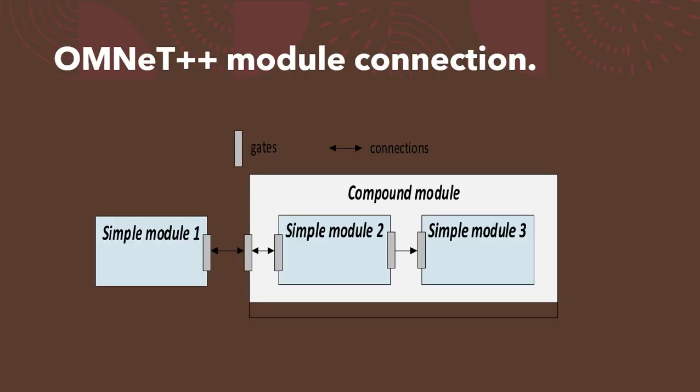Now we have the OMNeT++ module connection, where we have simple module 1, simple module 2, and module 3 connected. It's a compound module. In this we have 2 modules. These are the gates and the connections between them.